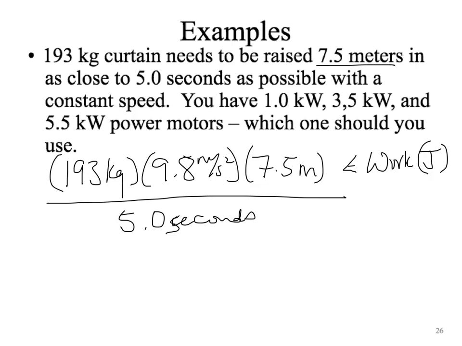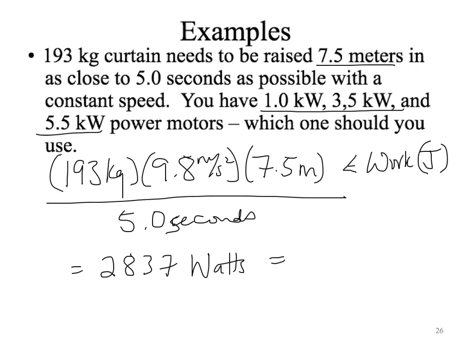So calculating that out, you're going to get 2,837 watts. Okay, now you have some motors to choose from. Notice they're all in kilowatts. Of course there are 1,000 watts in a kilowatt. So that's going to be 2.837 kilowatts. So if I had to choose, I would choose the 3.5 kilowatt motor.